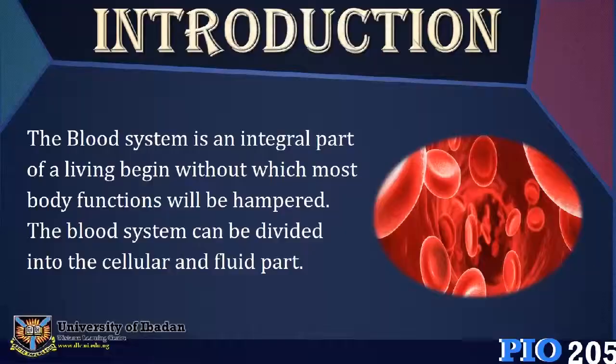Blood System. Introduction. The blood system is an integral part of a living being, without which most body functions will be hampered. The blood system can be divided into the cellular and fluid parts. The cellular parts are red blood cells, RBC, white blood cells, WBC, and platelets.